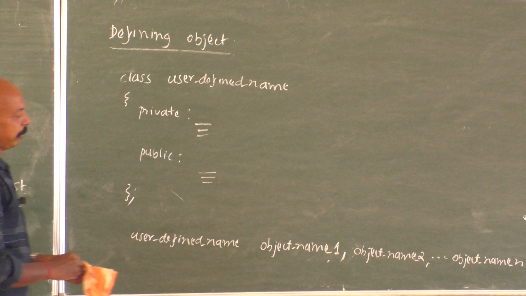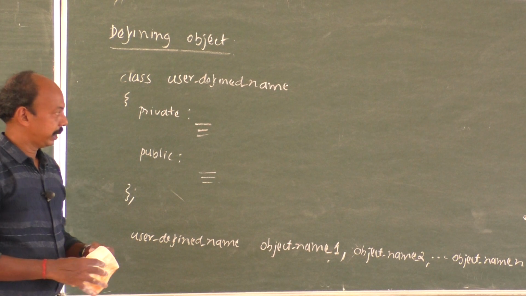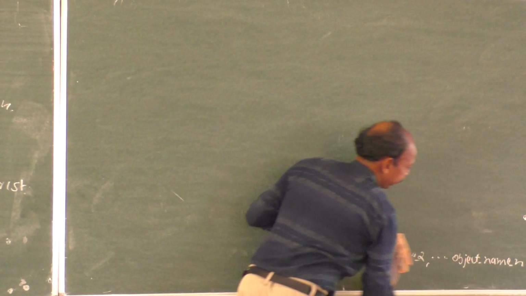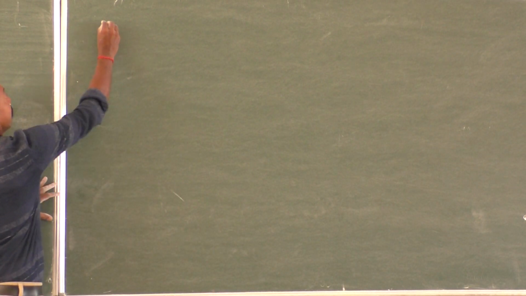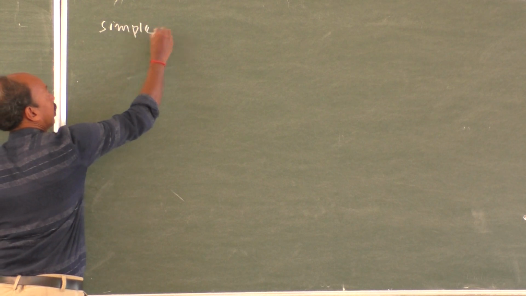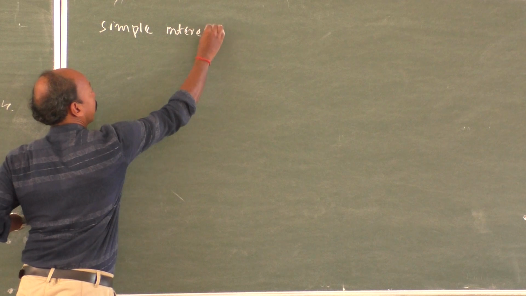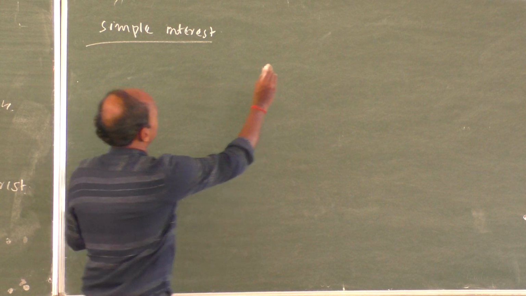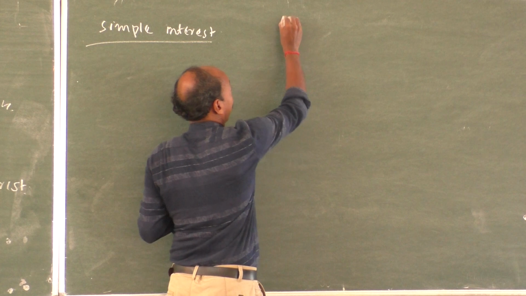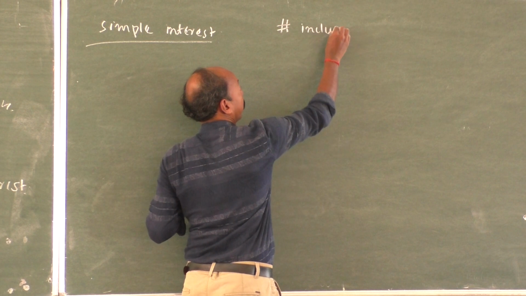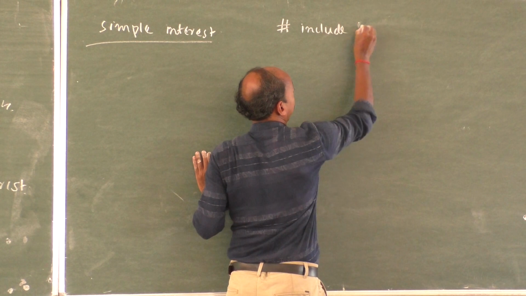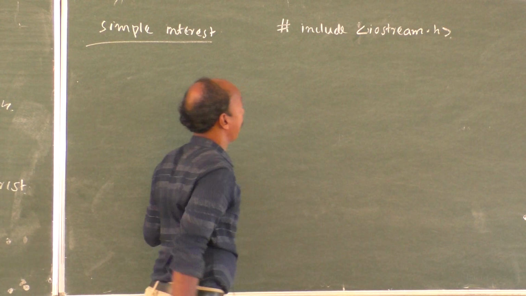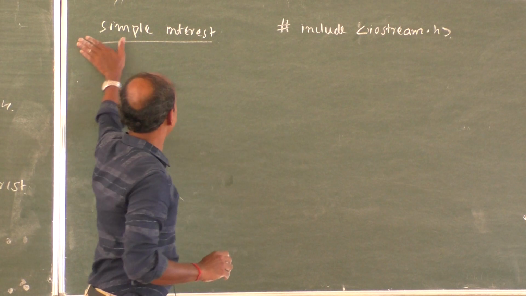We shall have a simple program on how to define the object for a class. Or we shall take one that is to calculate simple interest. Let us write the header files first. Hash include iostream.h. Only one header file let us have for the time being.